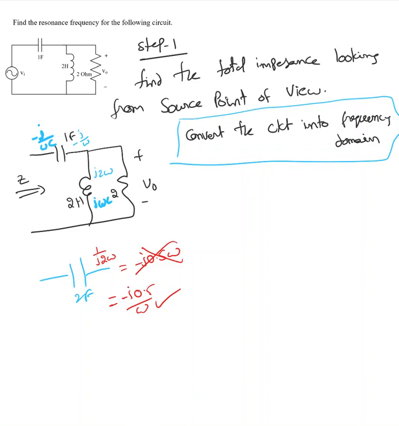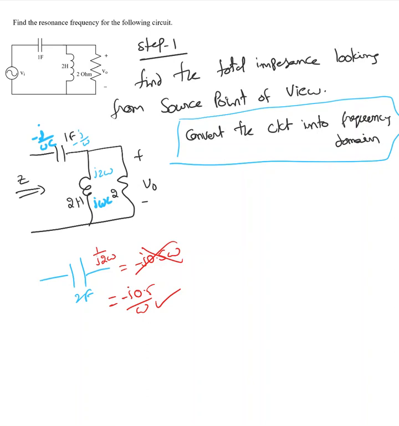Okay, here is the next example. We're going to find the resonant frequency for this RLC series parallel combination circuit. Remember one important thing: if we have only an inductor in the circuit, we cannot find a resonant frequency. There is no resonant frequency. To have a resonant frequency, both L and C must be there in the circuit. Then only we can find the resonant frequency.